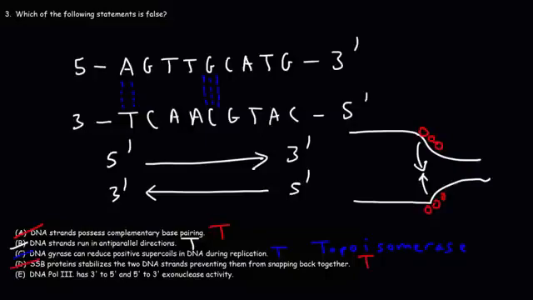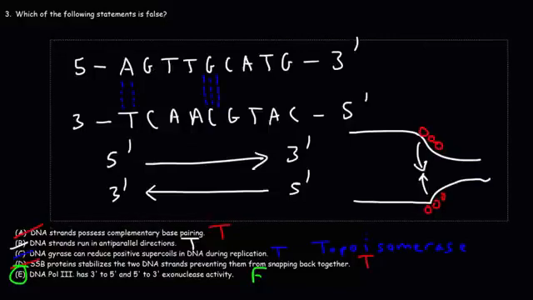And then E, DNA polymerase 3 has 3-5 and 5-3 exonuclease activity. Because it's the last one, we know this has to be the answer. So there has to be something false with this statement. So what's wrong with that statement?